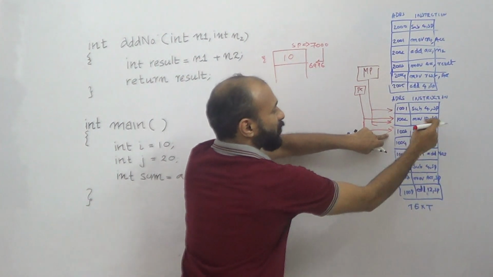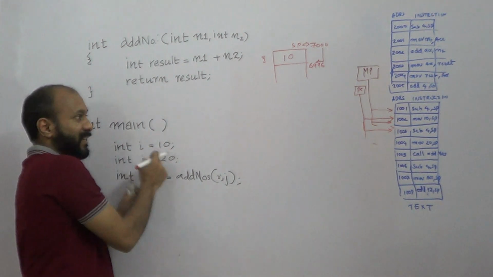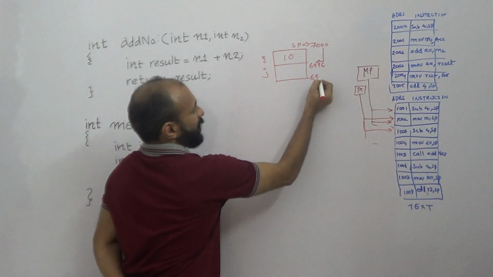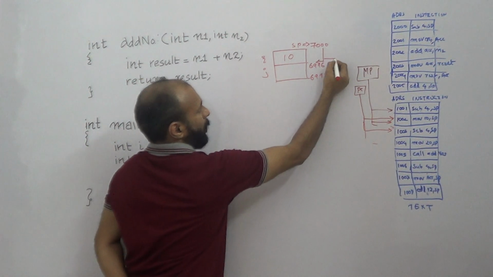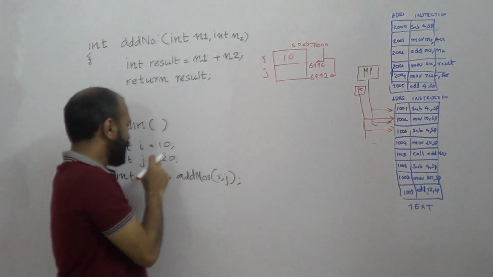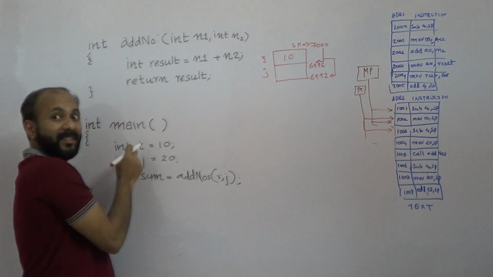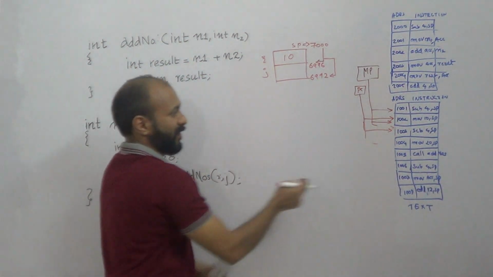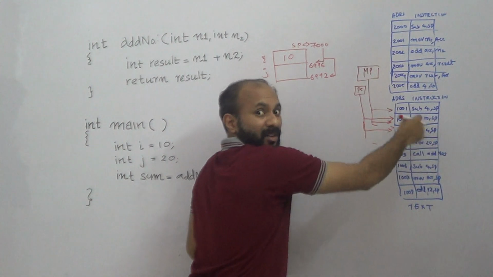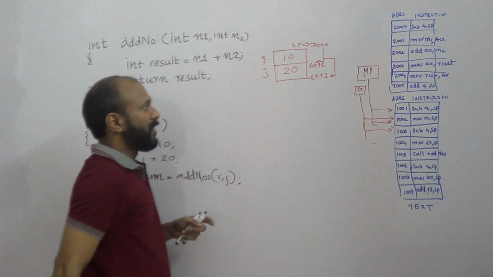Now subtract 4 from the stack pointer. This is for memory allocation for J. Now J, 6992. Now stack pointer is pointing to this location. So J also got memory. Then 20 has to move into where the stack pointer is currently pointing. This is move 20 to stack pointer where it is currently pointing. So 20 is also available here.